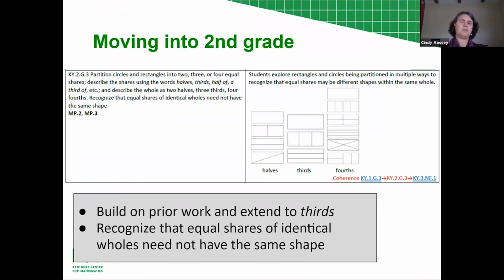It's a very similar standard. You see a lot of the same language in the standard. The biggest difference is we're going to extend to thirds. So everything we did with halves and fourths, we now do with thirds as well. But they also push it a little bit further and say they really need to start being comfortable that even if our parts look different, if they're the same size, it's still a third or a fourth or a half.